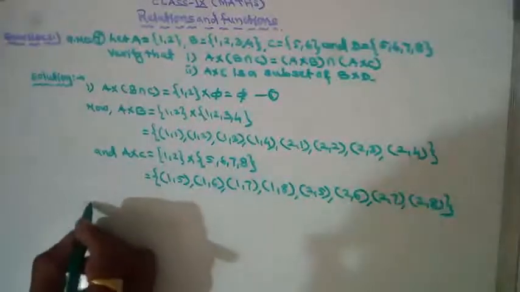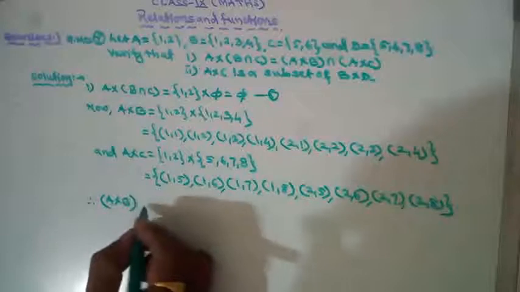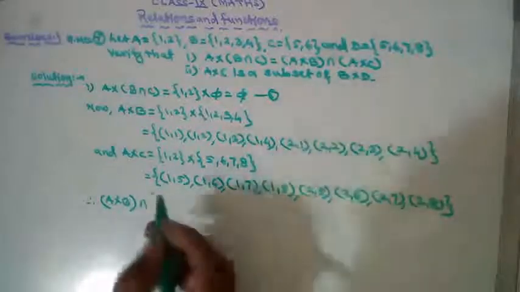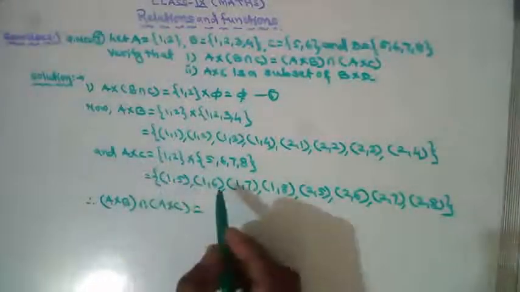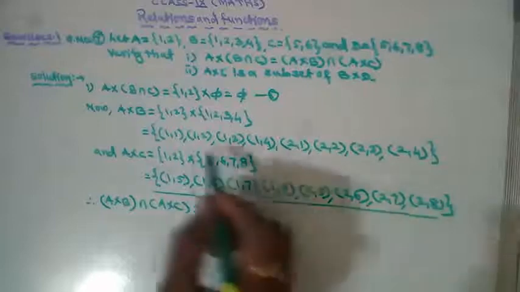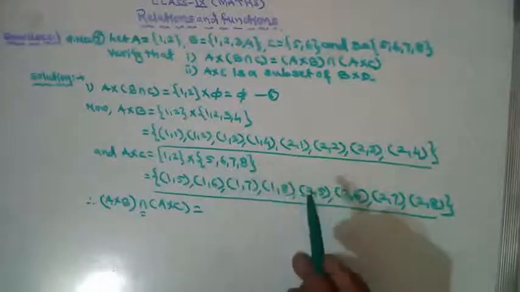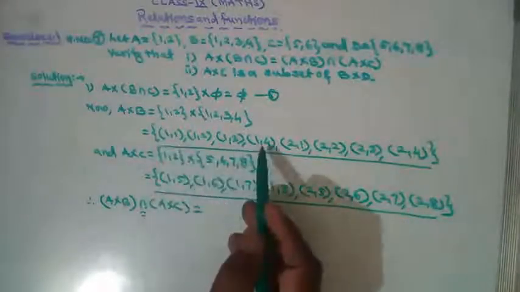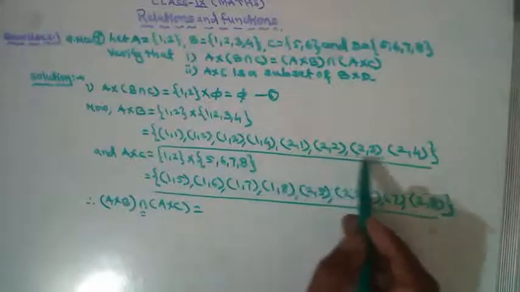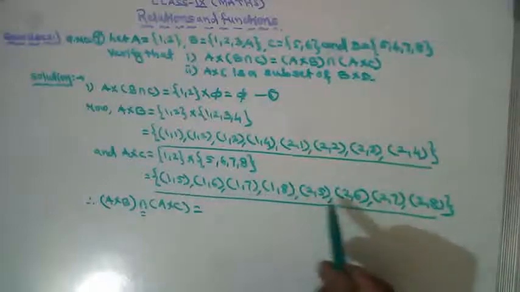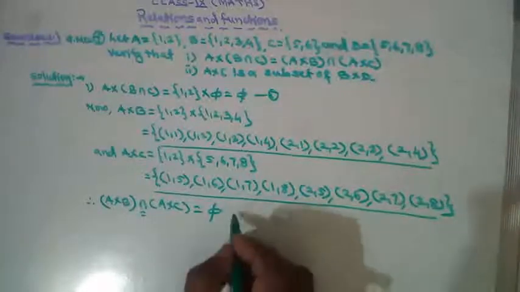Okay, therefore take the intersection. Therefore A cross B intersection A cross C. See, this is A cross C, and this is A cross B. Take the intersection. Is there any element common? (1,1), (1,2), (1,3), (1,4) are not there. (2,1), (2,2), (2,3), (2,4), no. (2,5), (2,6), (2,7), (2,8), so that is equal to the empty set. Okay. So this is 2.